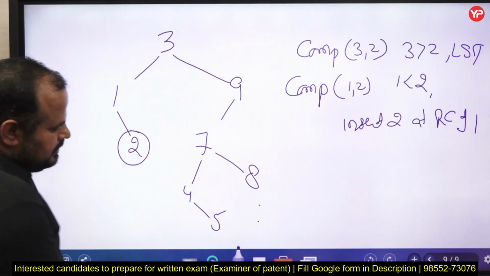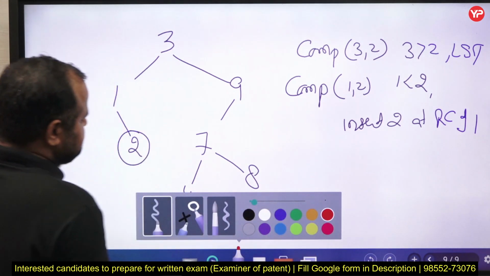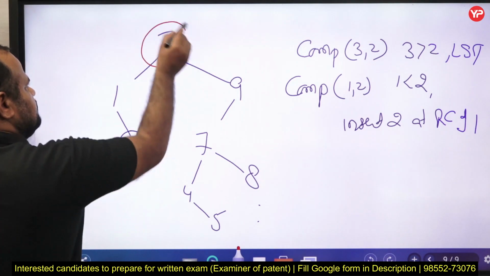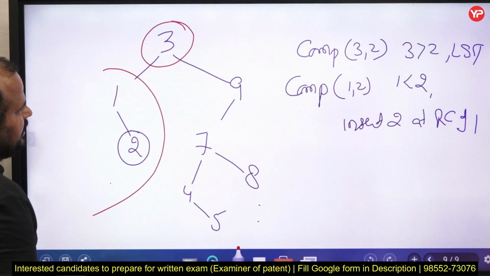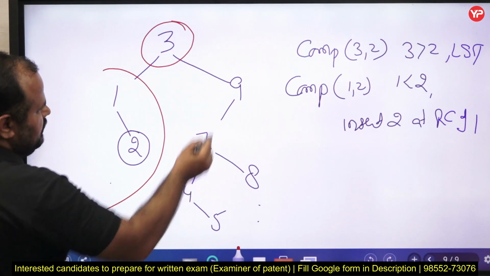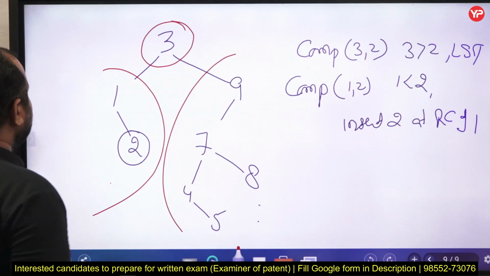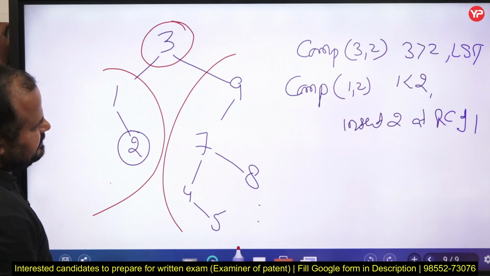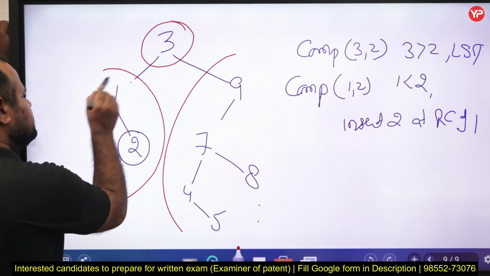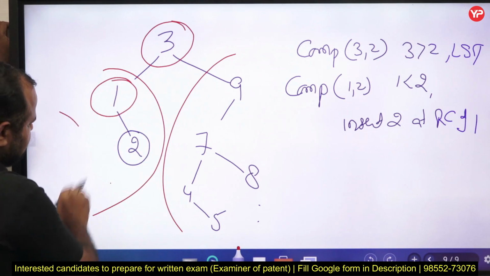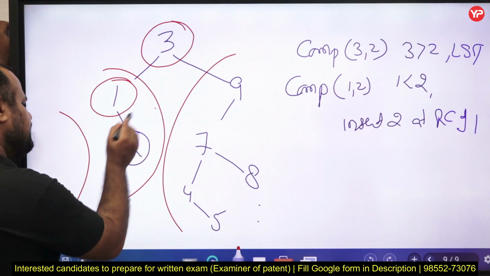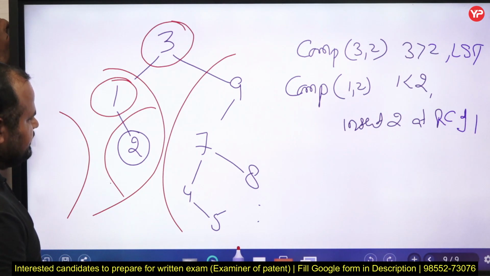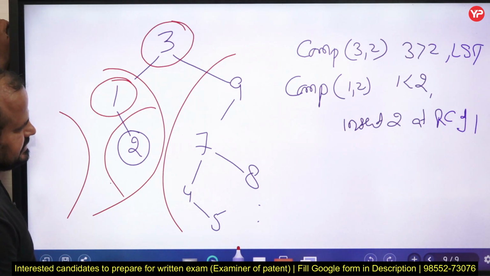So now check it: is it a binary search tree? Yes. See, 3 is my parent node. All the elements in the left subtree are smaller than or equal to 3. All the elements in the right subtree are greater than or equal to 3. Move to 1. All the elements which are less than 1 are present in the left subtree, and all the elements which are greater than or equal to 1 are in the right subtree.